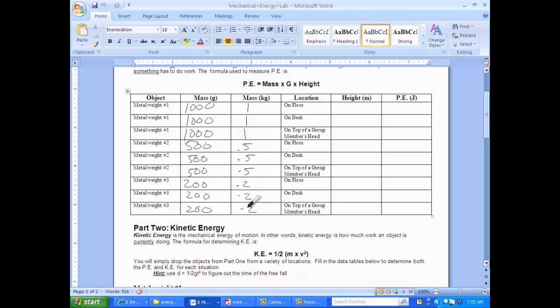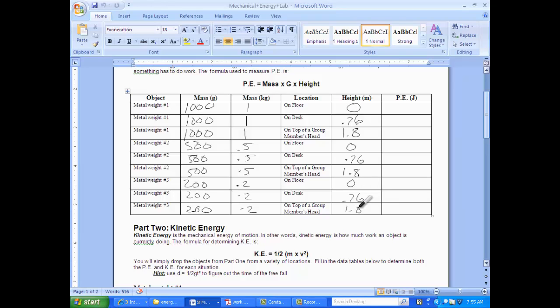The first part, section 1, was you calculating the gravitational potential energy of these 3 different masses in 3 different positions. The 3 positions were on the floor, on the desk, and on top of a group member's head. So the height on the floor is 0. The desk measures about 0.76 meters. For the group member, I'm just going to make up a number: 1.8 meters. Yours will be different depending on how tall your partner was. That's going to be the same for all of the trials here.